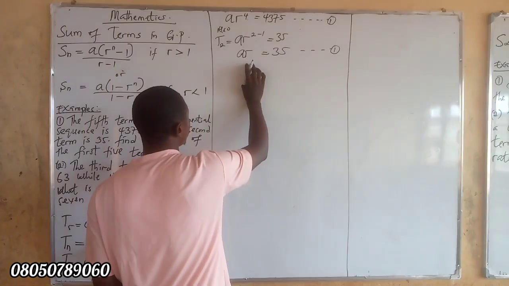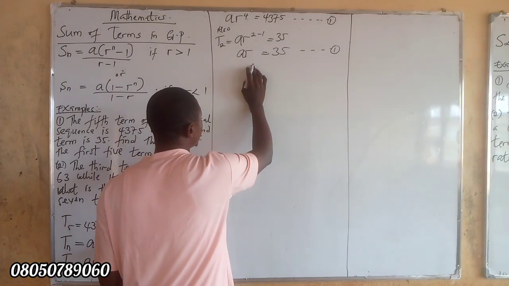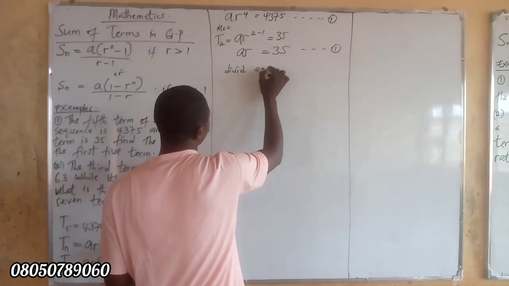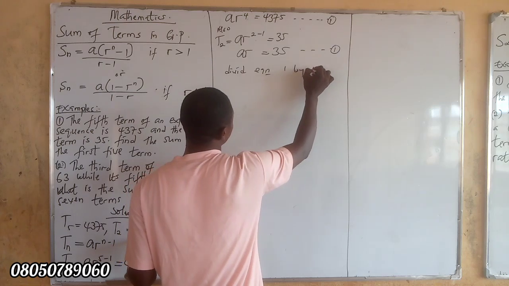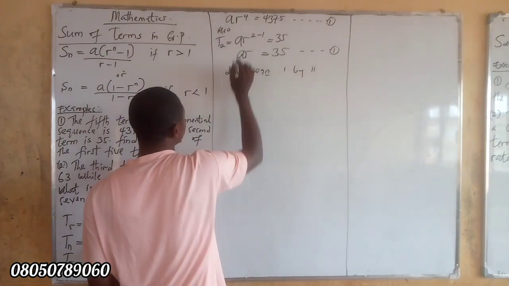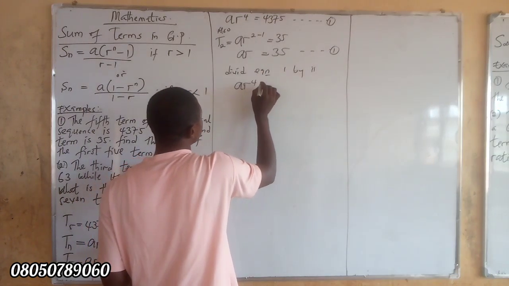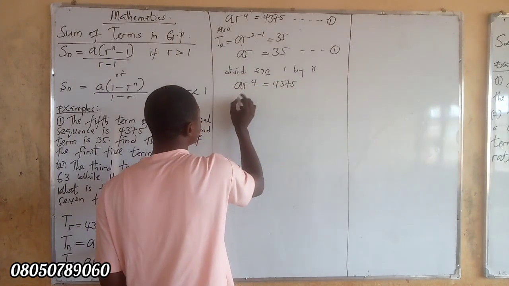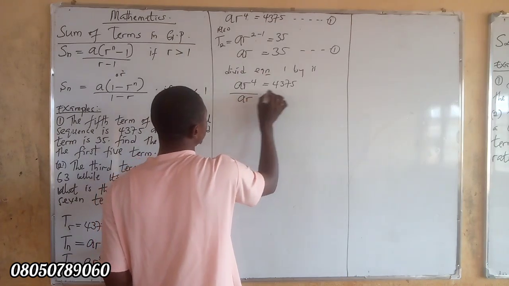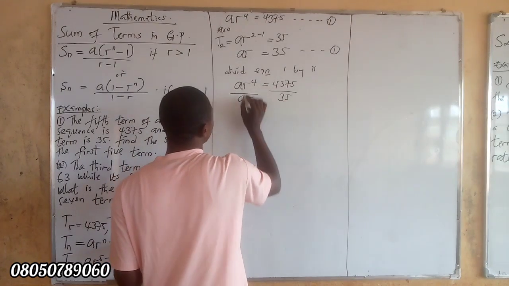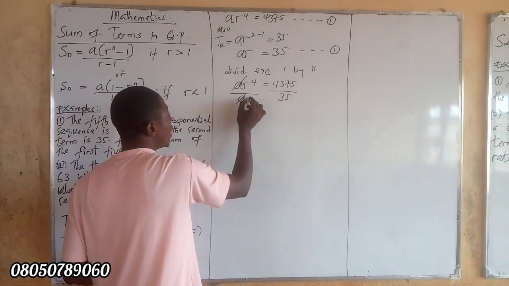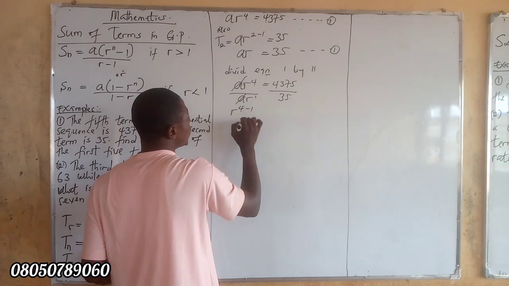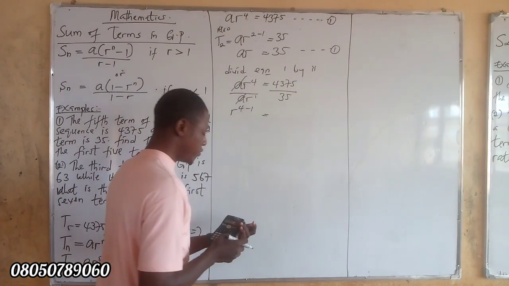So now we are going to divide equation 1 by equation 2. Our equation 1 is AR raised to the power 4 equals 4375, because the value is higher, so we use it first to divide with the value that is lesser, which is 35. So a will cancel a. And one of the r here, according to the law of indices, is going to be 4 minus 1, which is equal to 4375 over 35.